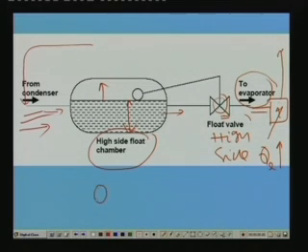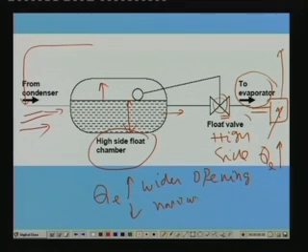That means when QE increases, wider opening, okay. Wider opening means higher flow rate, and similarly when QE reduces, there will be narrower opening, right. So, that is how the level is controlled, and thereby the load is taken care of. Okay. So, this is the principle of high side float valve.